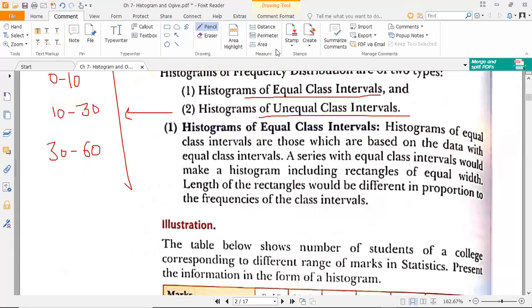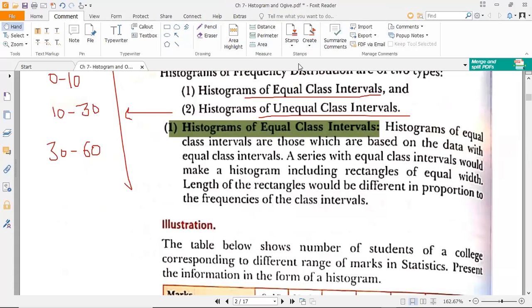So first we are starting with histograms of equal class intervals. Now, histograms of equal class intervals are those which are based on the data with equal class intervals. A series with equal class intervals would make a histogram including rectangles of equal width.